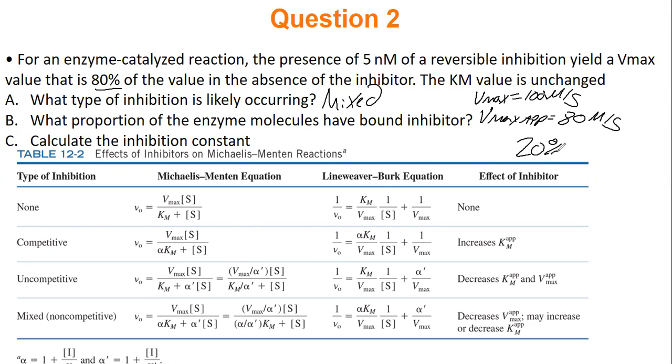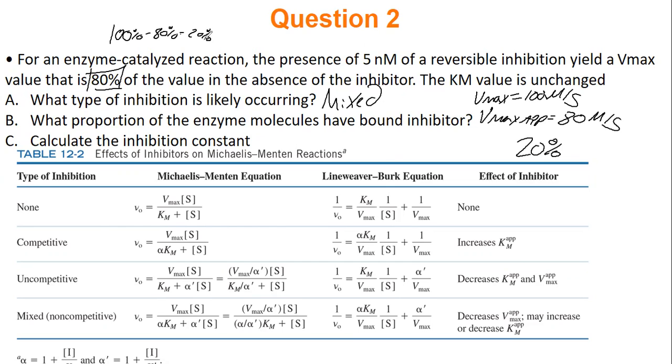20%. So basically all you have to do for that is look at what your maximum speed is and just do 100% minus that. That's 20% are inhibited.